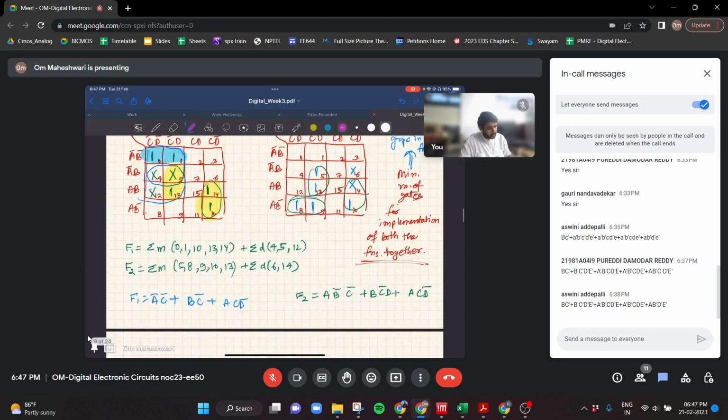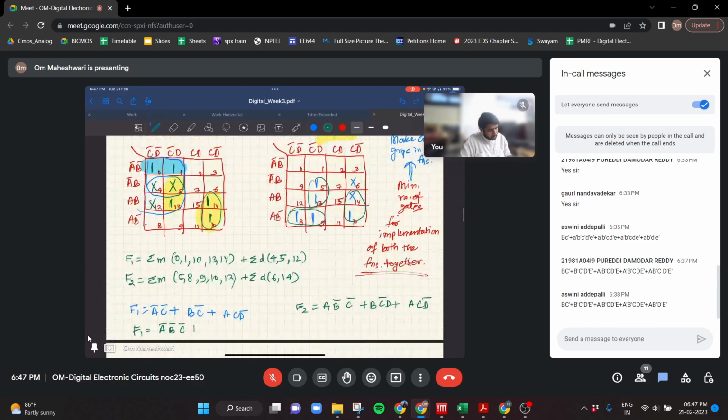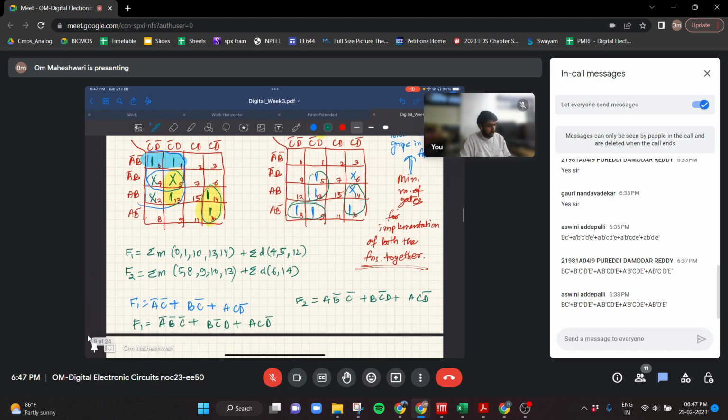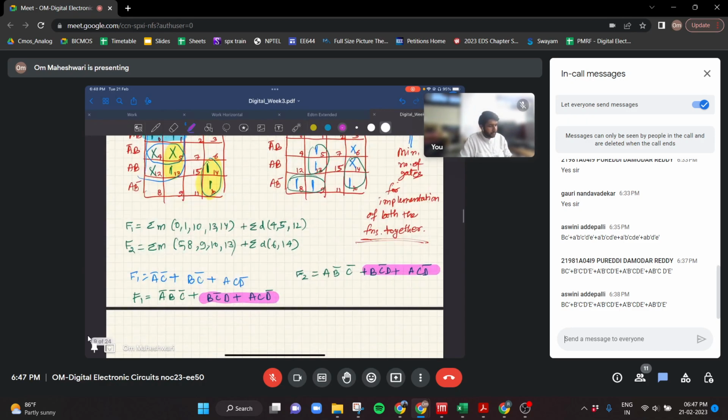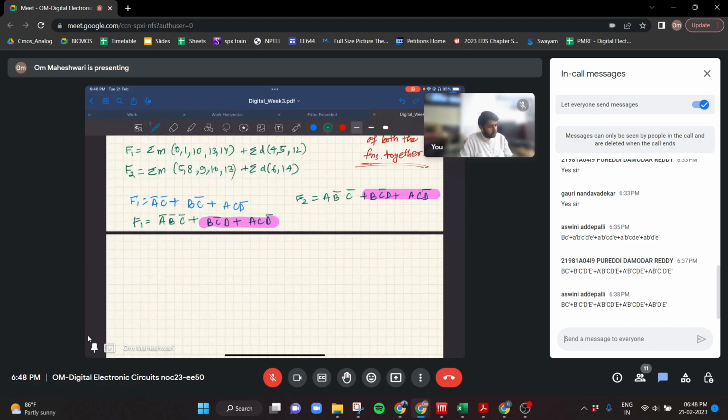So instead of writing F1 as this, I can write F1 equals A bar B bar C bar plus A B bar C bar plus B C bar D plus A C D bar. Right? Now if you see, these two terms are common in both. So if I had to implement both these functions together, I would need to implement this part only once, and then I can reuse it for the second part, right?